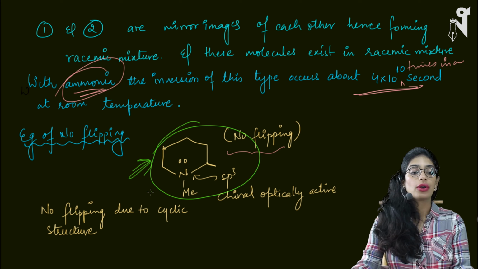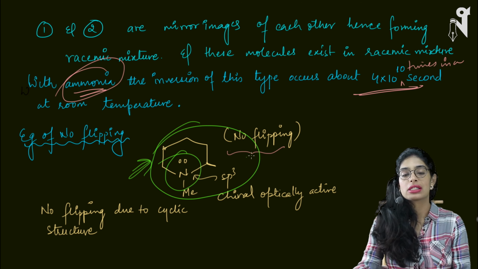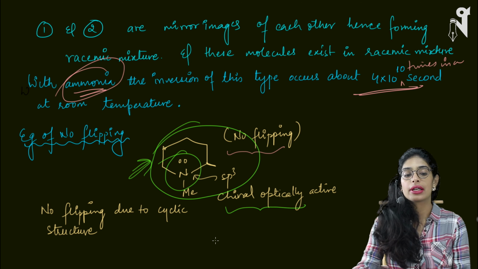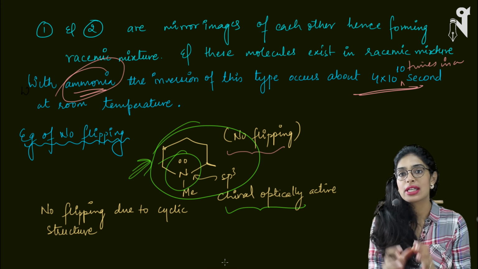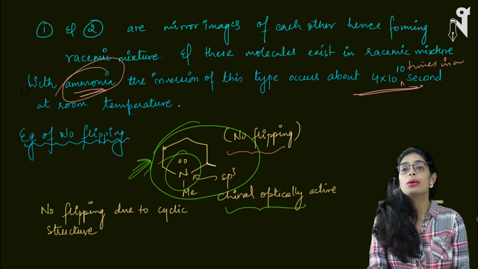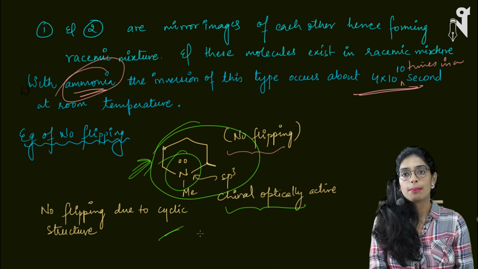So if your nitrogen is present on a cyclic ring, flipping is not possible, and that's the reason this nitrogen will show chirality and your electron pair will remain static. It will remain fixed at its position. It will not go to the other lobe. This is an example where even though you have a tertiary amine, optical activity is still possible.